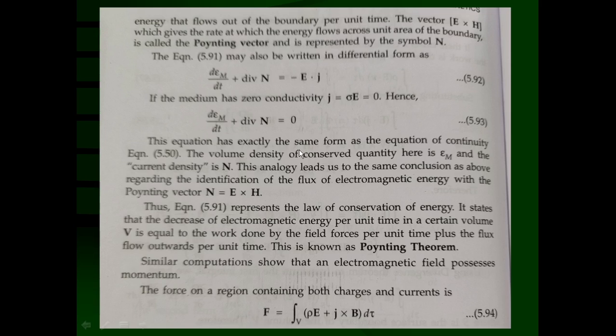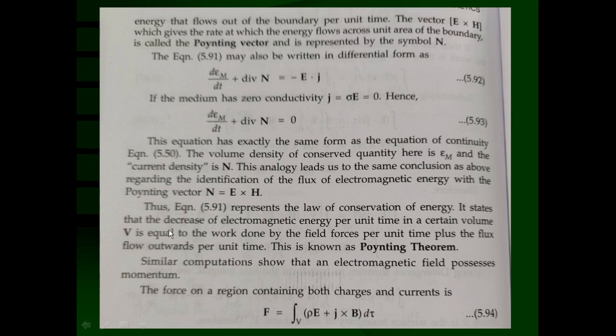This equation has exactly the same form as the equation of continuity in equation 5.50. The volume density of the conserved quantity here is Em and the current density is N. This analogy leads to the same conclusions as above regarding the identification of the flux of electromagnetic energy with the Poynting vector S, which is N, equal to E cross H. Thus, equation 5.91 represents the law of conservation of energy. Remember, this is a statement of the Poynting theorem.